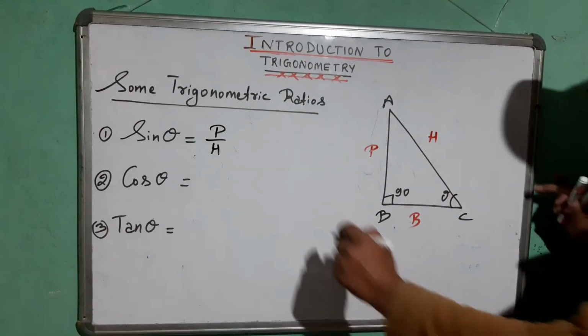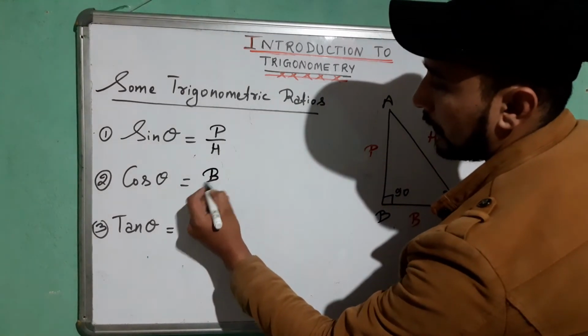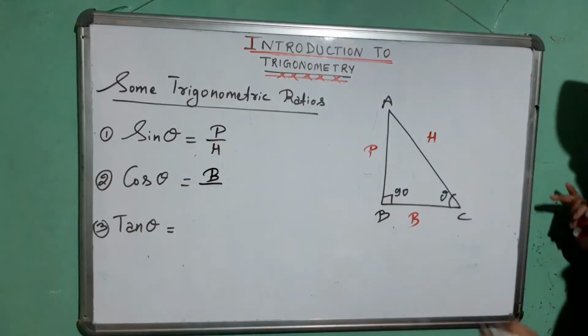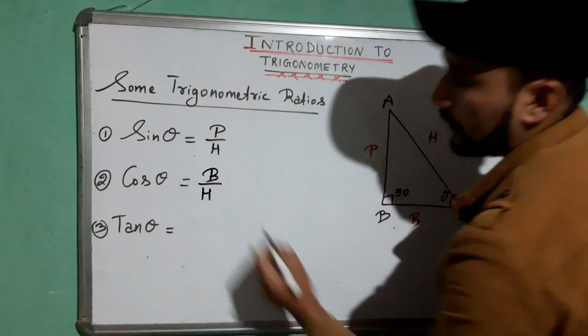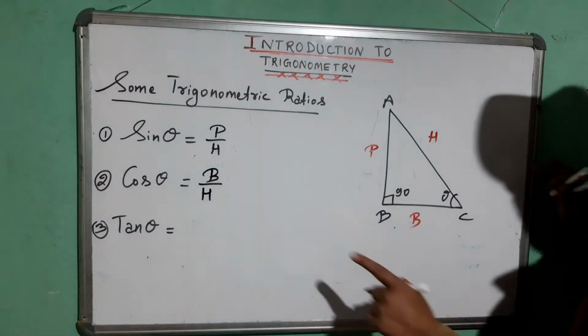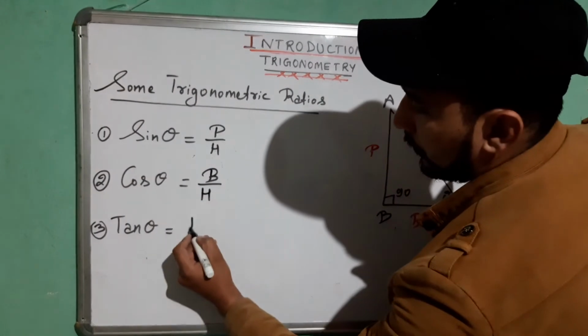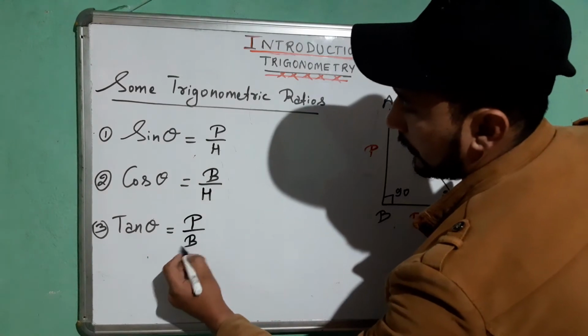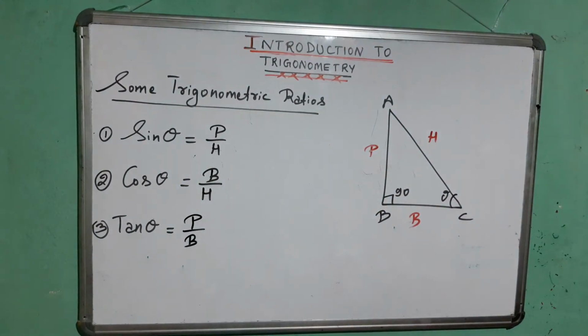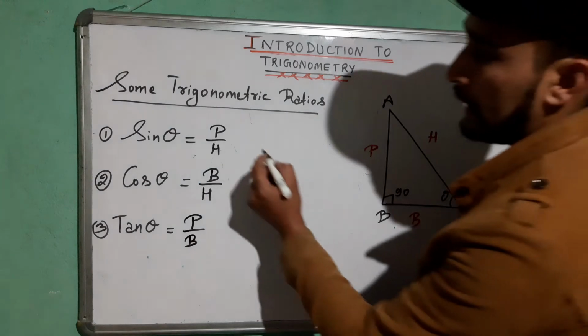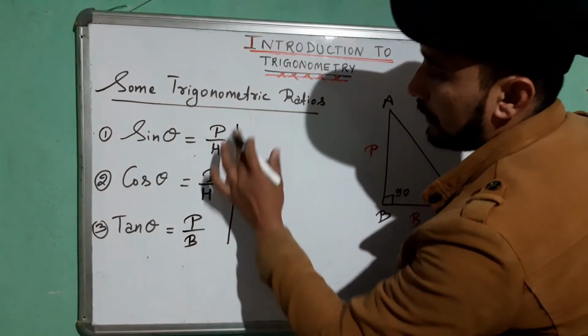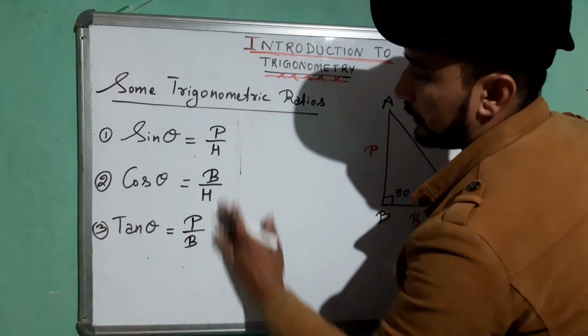Cos theta means the ratio of base and hypotenuse. Tan theta means the ratio of perpendicular and base. After this, you have the reciprocal relations also.